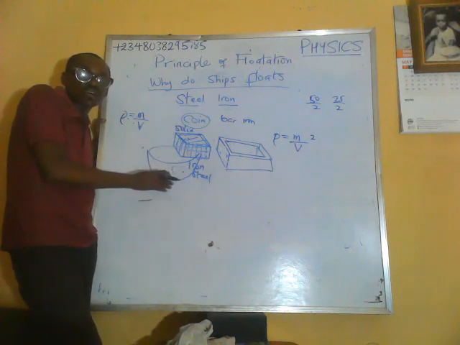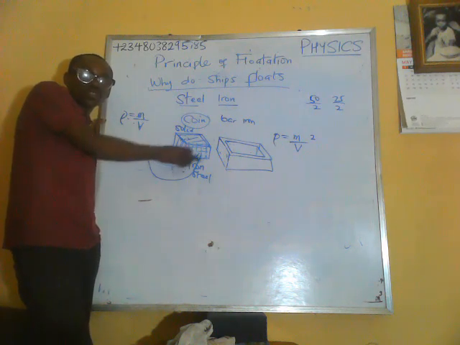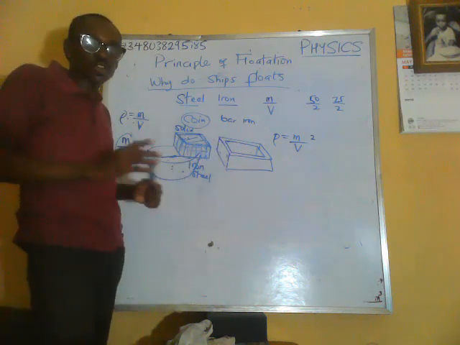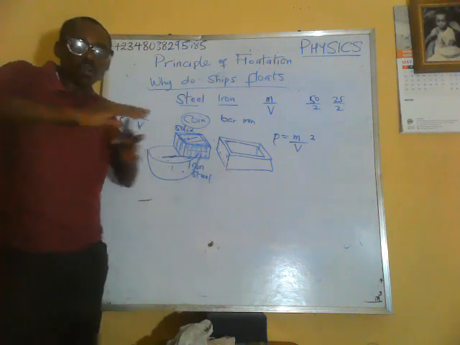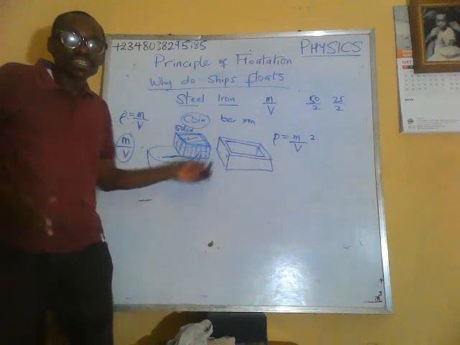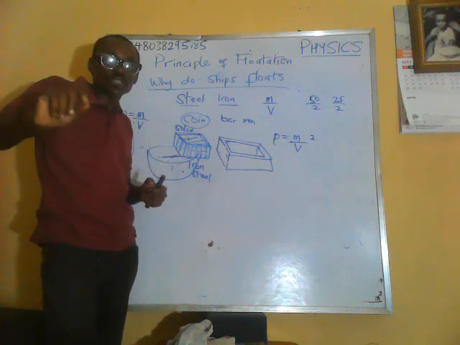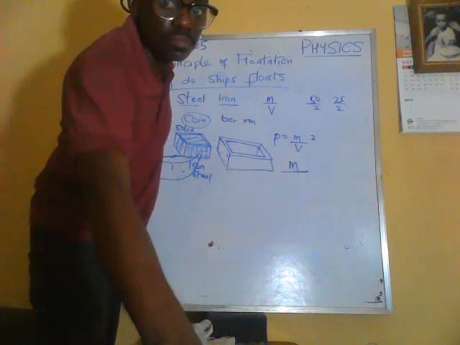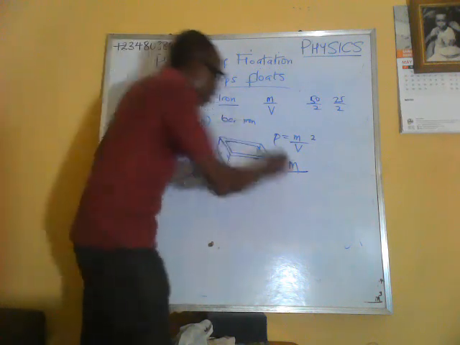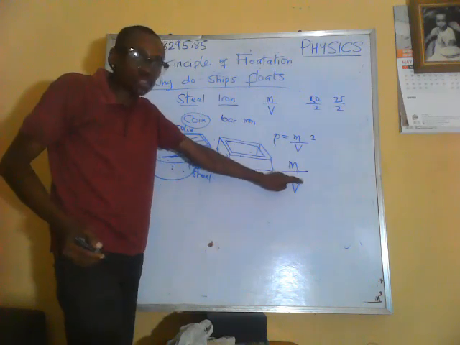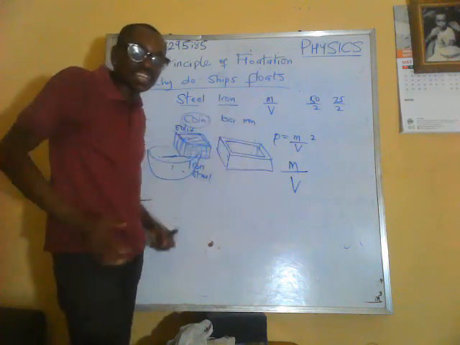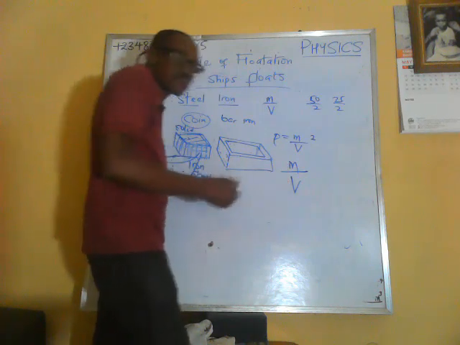The ship has been designed in such a way that it will be able to displace a greater volume of water compared to the volume of steel or iron that is used in making the ship. So you have the mass of material that is used. Then the volume of that material is not the volume we're using. It's the volume of water that it actually displaces, which is far larger than the volume of material used. So that is what we are using to calculate the average density of the ship.